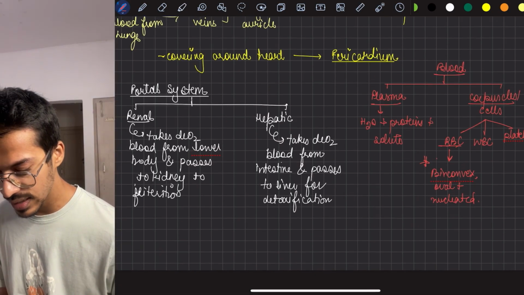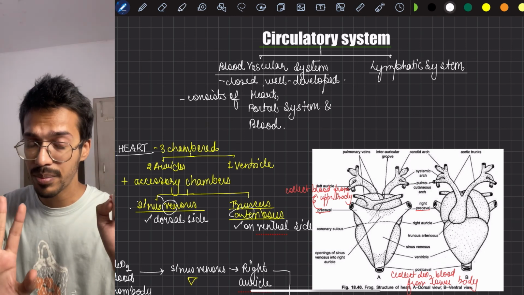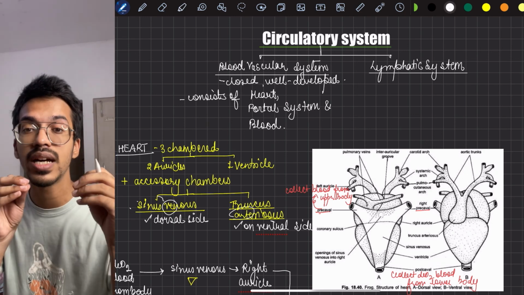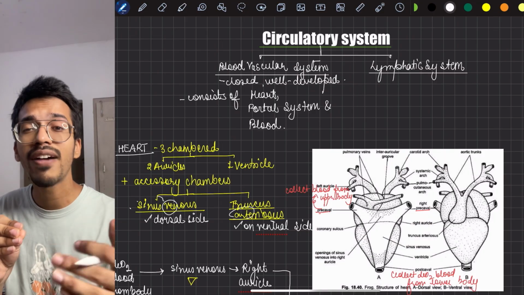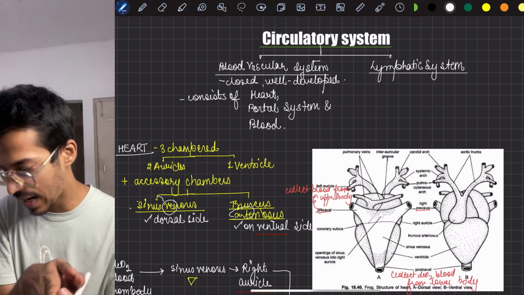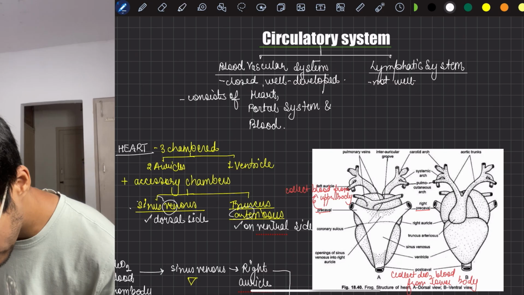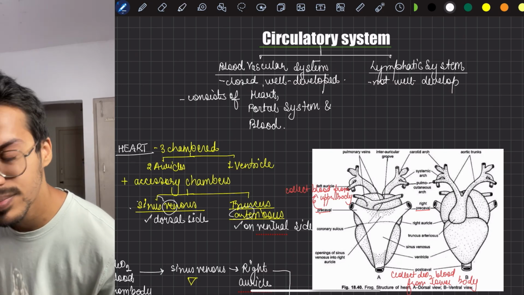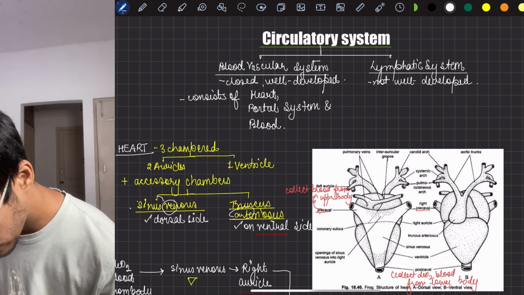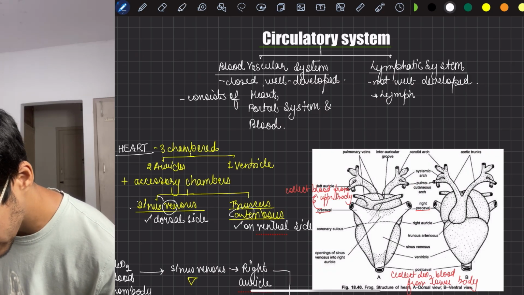And the last is the lymphatic system. Just the things which are present in it, you have to remember. The major function of the lymphatic system is that it fights against infection and provides immunity. How they do it, we will understand in 12th class. It is first of all not well developed. It has two lymph hearts present.